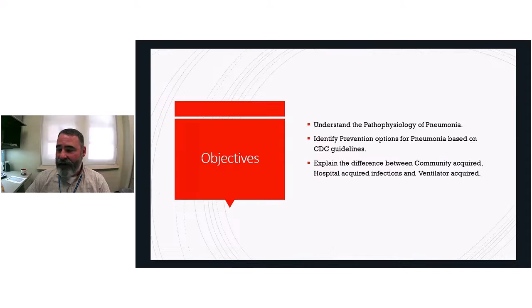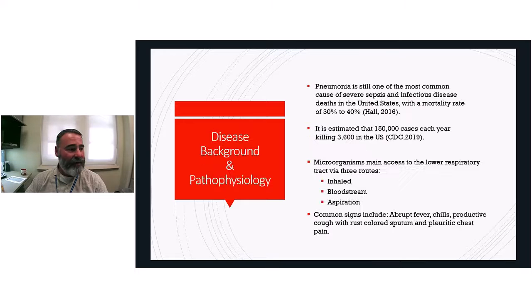So, the takeaway for today, the objectives will be, by the end of this lecture, you'll understand the pathophysiology of pneumonia. By the end of the lecture, you'll be able to identify prevention options for pneumonia based on the CDC guidelines. And you'll also be able to explain the difference between community-acquired, hospital-acquired, and ventilator-acquired pneumonia. So let's discuss a little bit about the background of the disease.